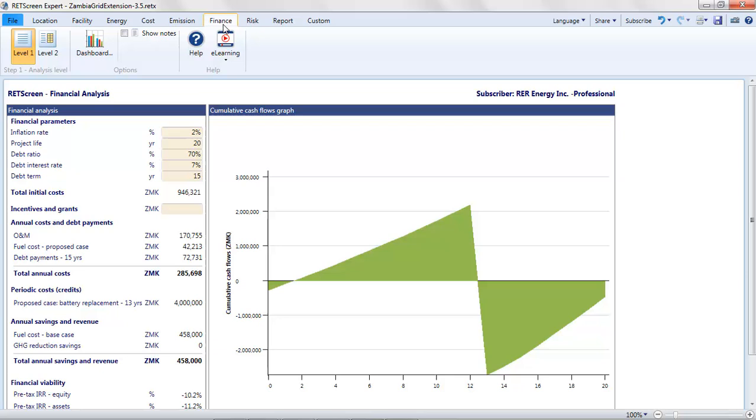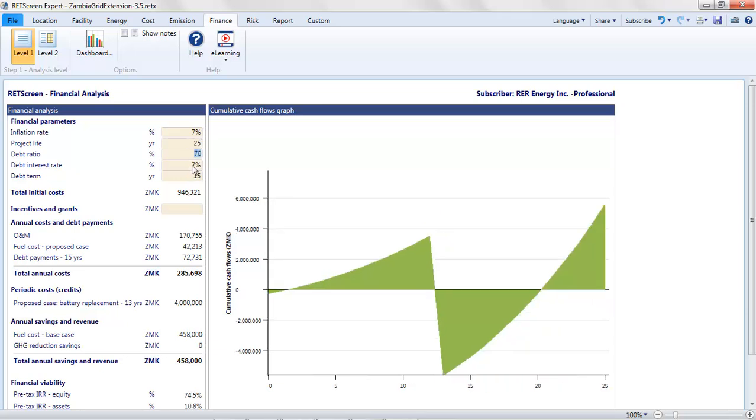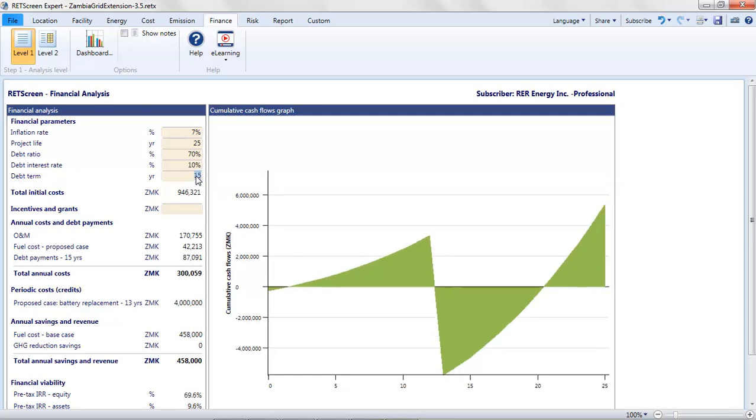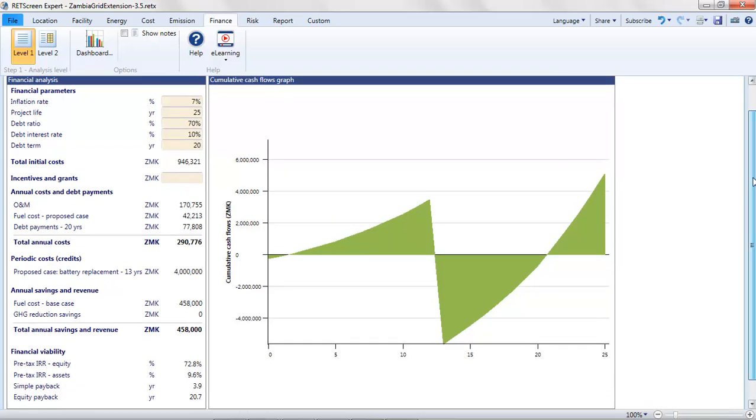Going to the finance page, we can specify the inflation rate as 7%, the project life is 25 years, the debt ratio is 70%, the debt interest rate is 10%, and the debt term is 20 years. I can look at this as a level 1 analysis. In level 1 I get some basic results, one of which is this cumulative cash flow graph.